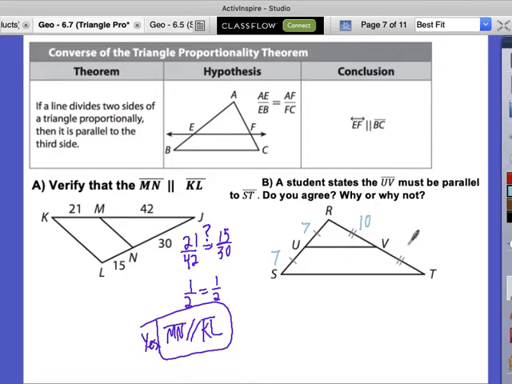Cool. So if we make a proportion of this, they're exactly the same. Because what would the proportion be? It'd be 10 over 7 or 7 over 10. We could do 7 over 10 is equal to 7 over 10, and they're the same. Could we also do 7 over 7 is equal to 10 over 10? Yeah.